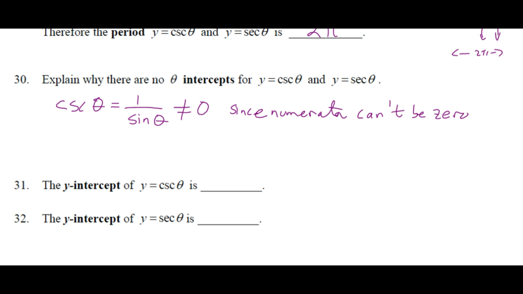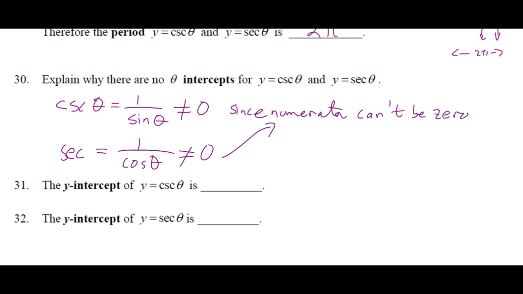And then same reasoning for secant, only we write 1 over cos theta. And we say, well, that can't be 0 either. Same reason, the numerator is 1. You cannot make that expression equal to 0. If you want a division expression to be equal to 0, you have to get the numerator to 0.